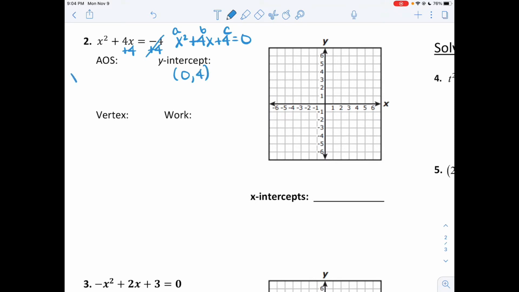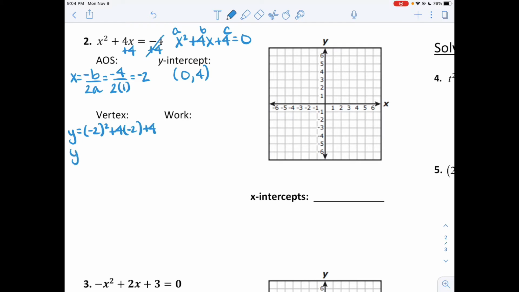My axis of symmetry is the same equation I used before, -b over 2a, which is equal to -4 over 2 times 1. So that's going to give me a value of -2. Once I know that my x value for my axis of symmetry is at -2, I can use that x value to solve for y at that same location because that's going to give me the y coordinate of my vertex. So I will say -2 squared plus 4 times -2 and then plus 4.